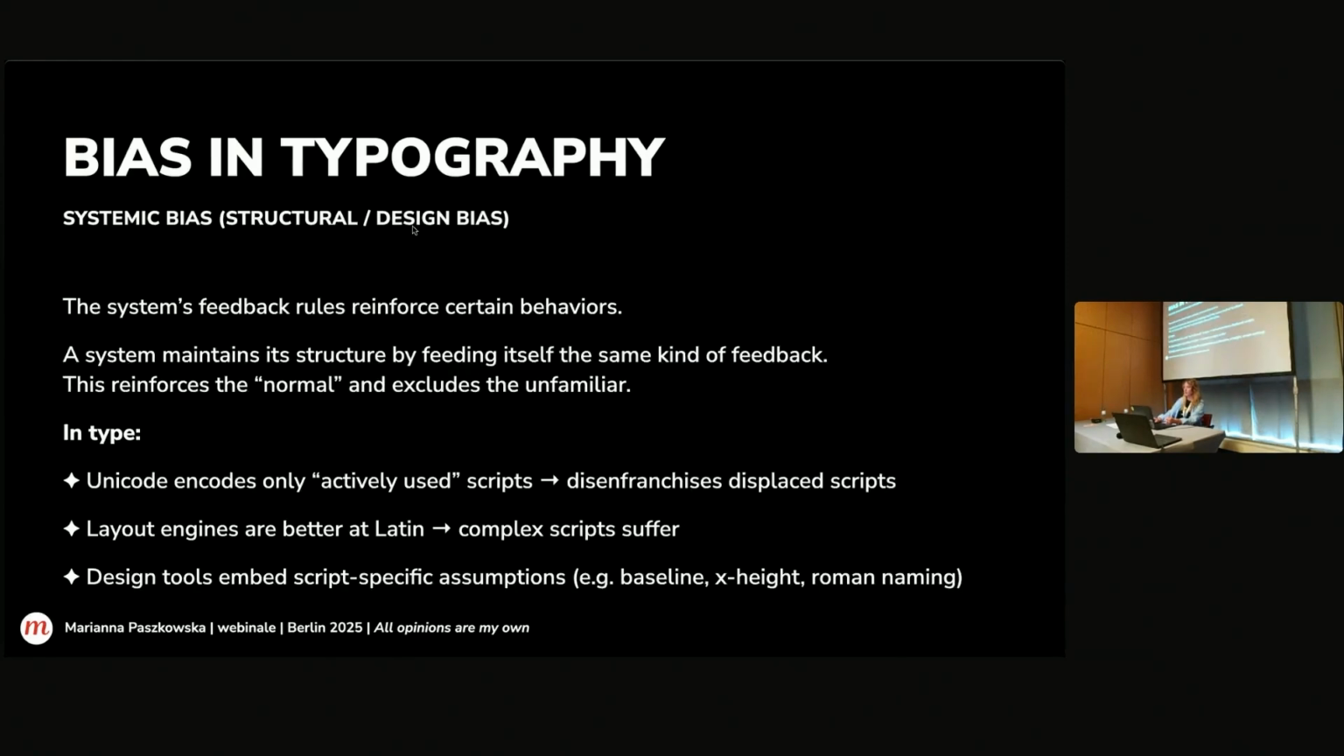Yeah. So systemic bias happens when a system reinforces what it already knows how to handle. It feeds itself the same kind of input, so the same kinds of output keep getting supported. In typography, this means Latin works well and English works well because everything was built around it. Layout engines, naming conventions, even the design tools themselves. Meanwhile, complex or displaced scripts fall through the cracks, and there are many, many of them in the world. Not because they're invalid, but because the system doesn't recognize them as normal to the system.